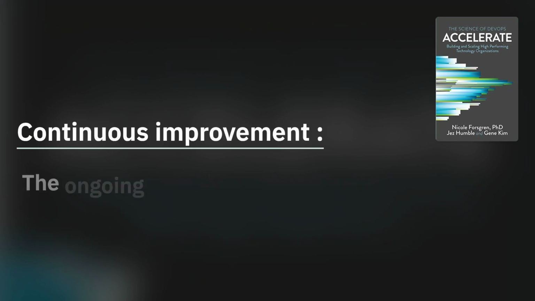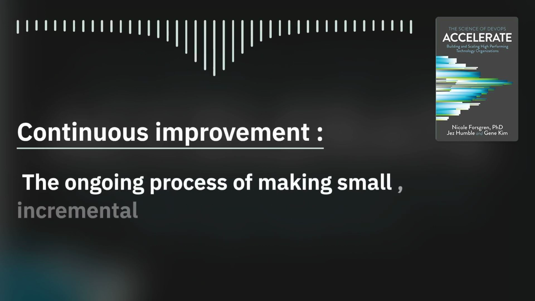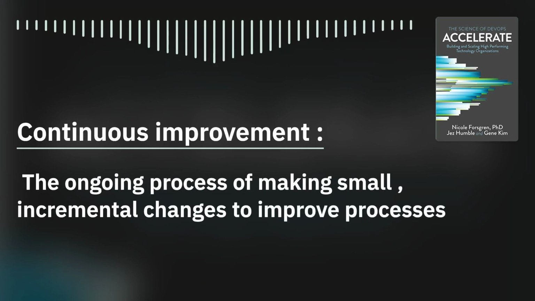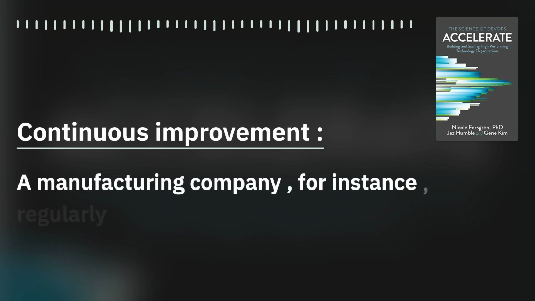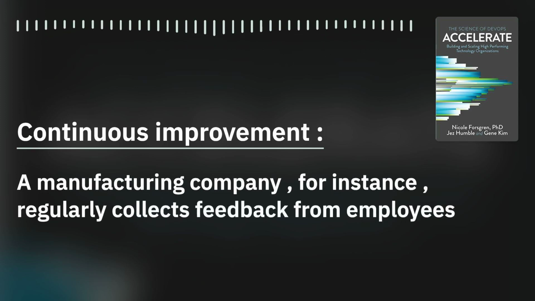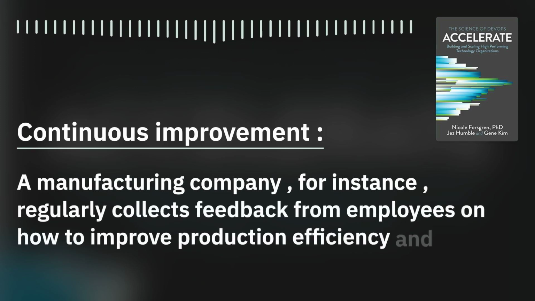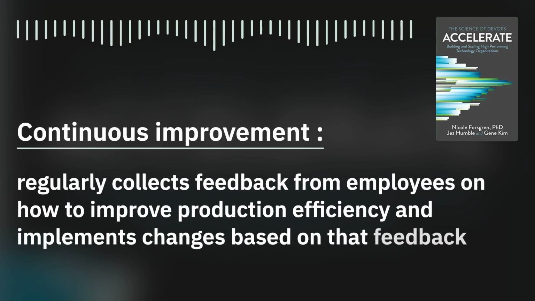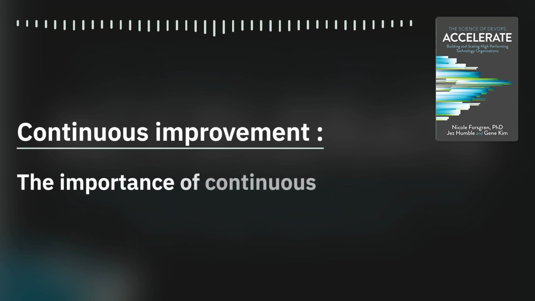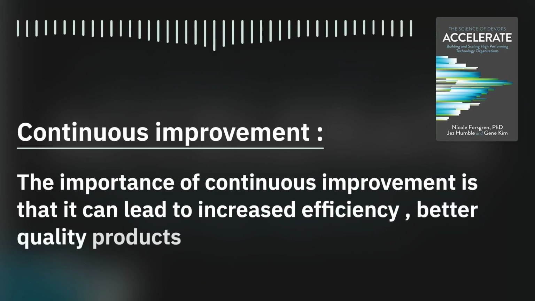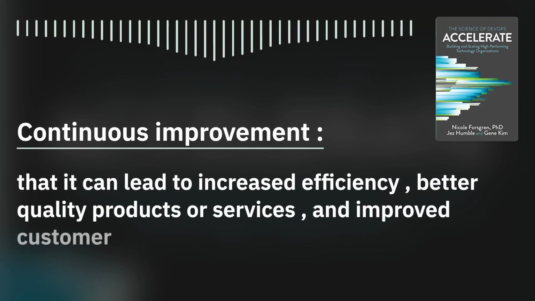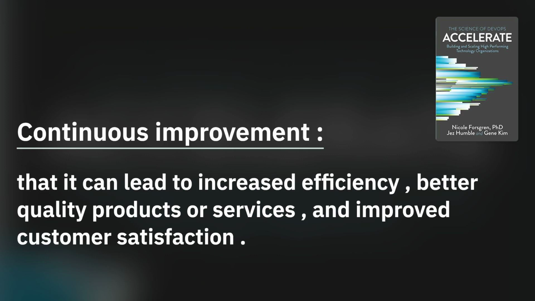Continuous improvement: the ongoing process of making small, incremental changes to improve processes and outcomes. A manufacturing company, for instance, regularly collects feedback from employees on how to improve production efficiency and implements changes based on that feedback. The importance of continuous improvement is that it can lead to increased efficiency, better quality products or services, and improved customer satisfaction.